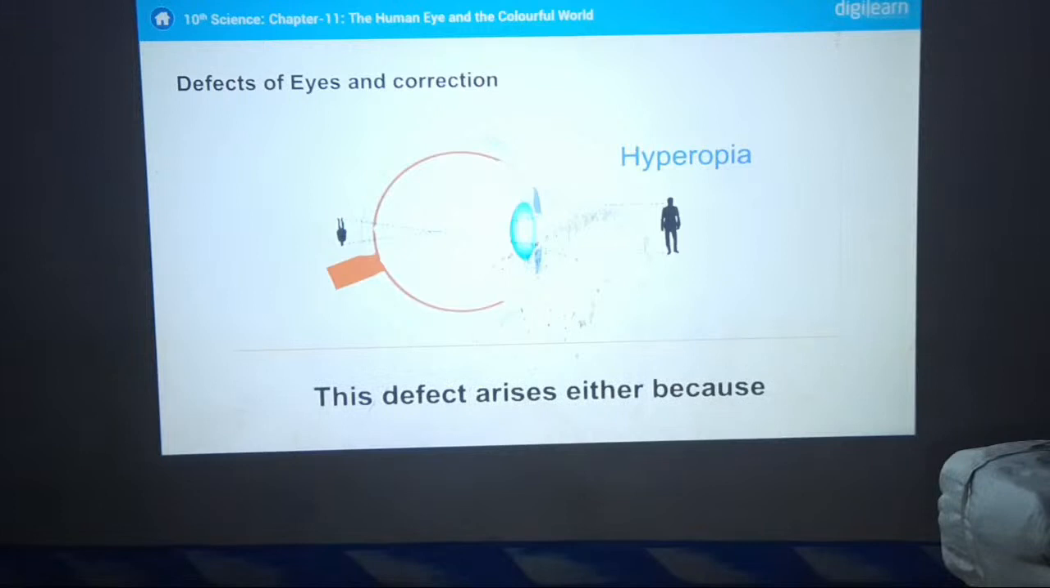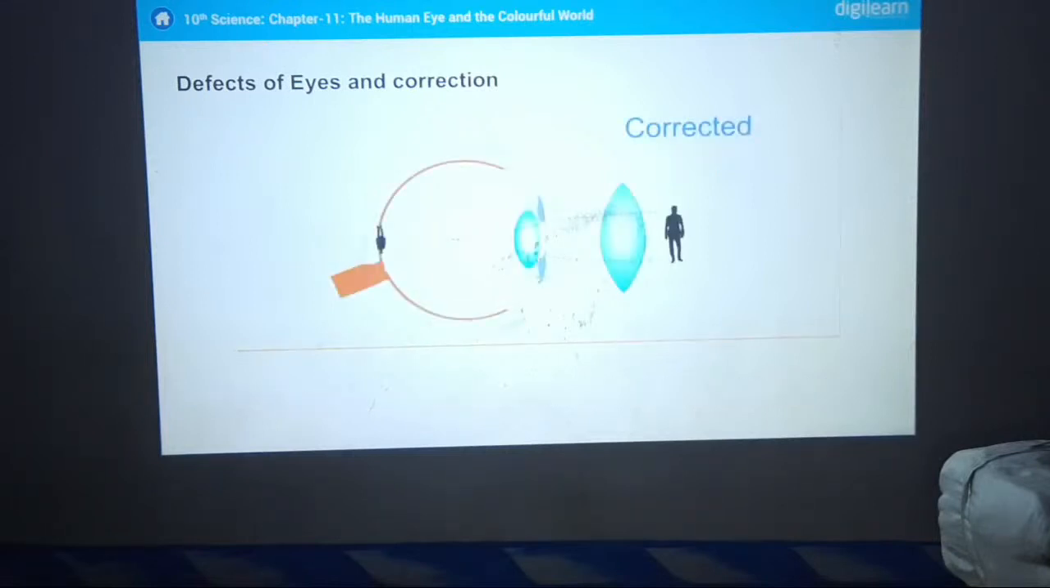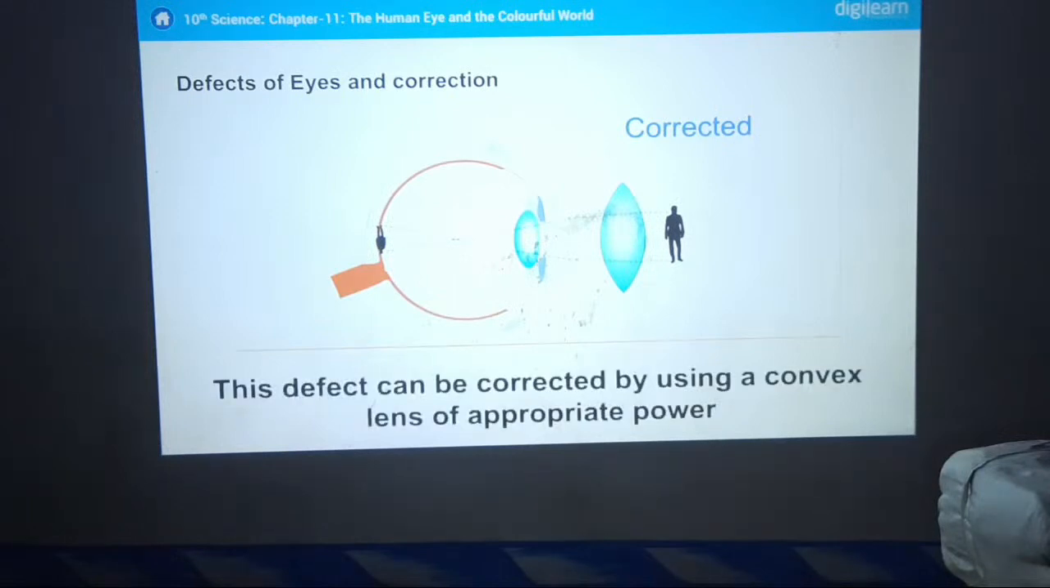This defect arises either because A. The focal length of the eye lens is too long, or B. The eyeball has become too small. Correction of hypermetropia. This defect can be corrected by using a convex lens of appropriate power. Eyeglasses with converging lenses provide the additional focusing power required for forming the image on the retina.